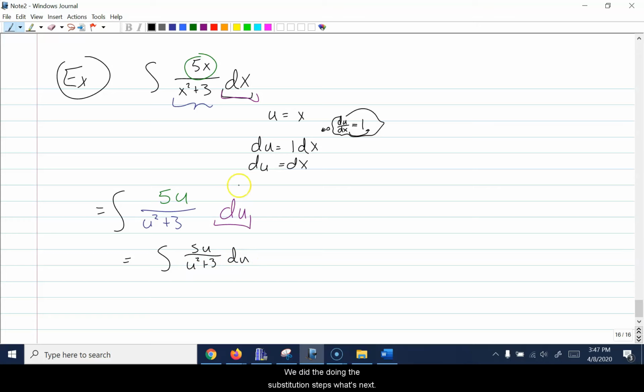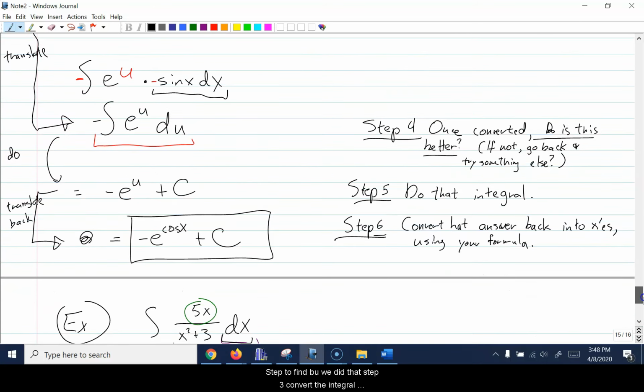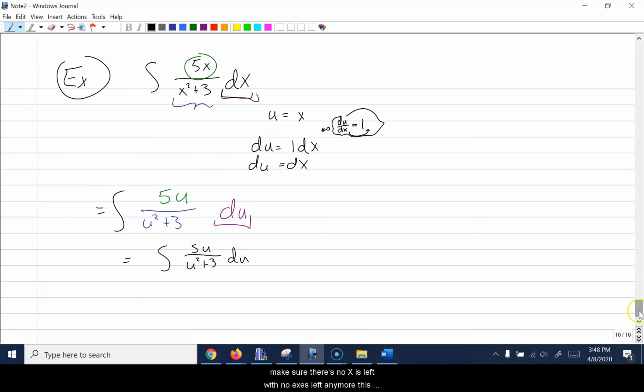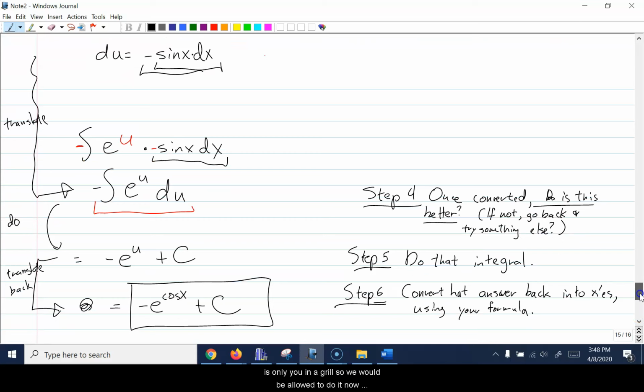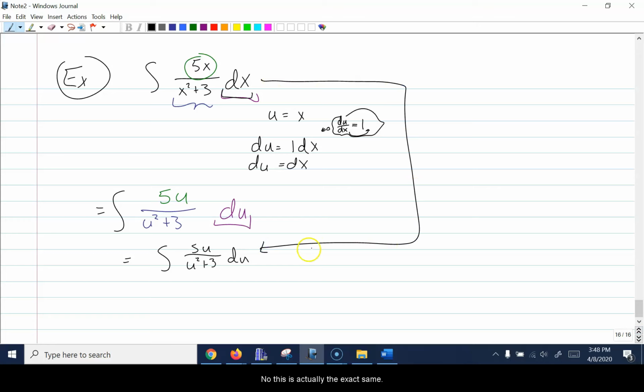We did the substitution step. What's next? Step 2, find du. We did that. Step 3, convert the integral. Make sure there's no x's left. There's no x's left anymore. This is an only u integral, so we would be allowed to do it now. Step 4, is this better? Does this problem look easier than the original problem? No. This is actually the exact same problem with u's instead of x's. It's not just the exact same difficulty, it's the exact same problem.